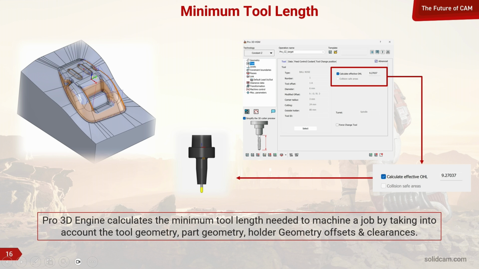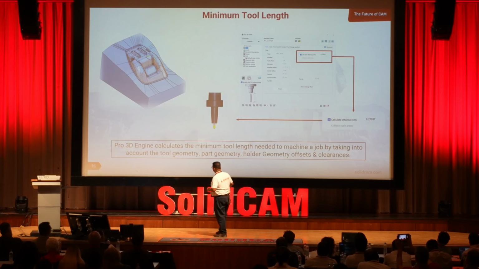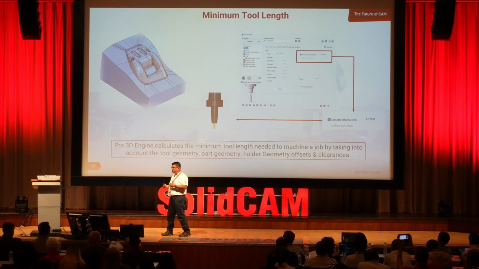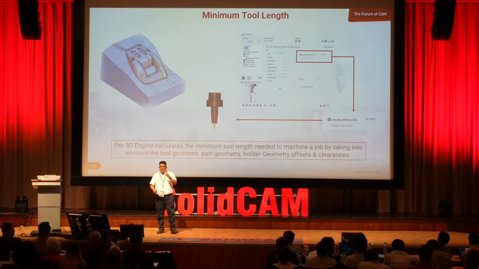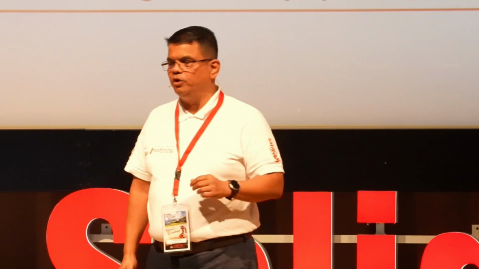In 2024 SP2, we introduced this function where it could calculate the minimum tool length that is needed to machine a certain part. So it now outputs to the user the tool length that is needed out of the holder, considering the holder and the geometry, and tells the user what should be the minimum tool length that needs to be out of the holder.